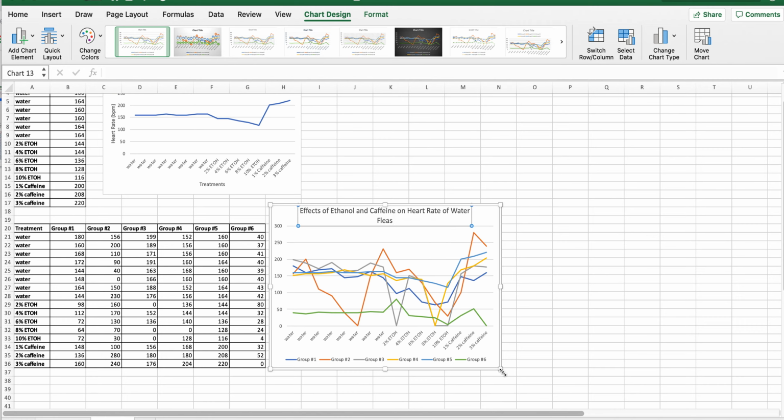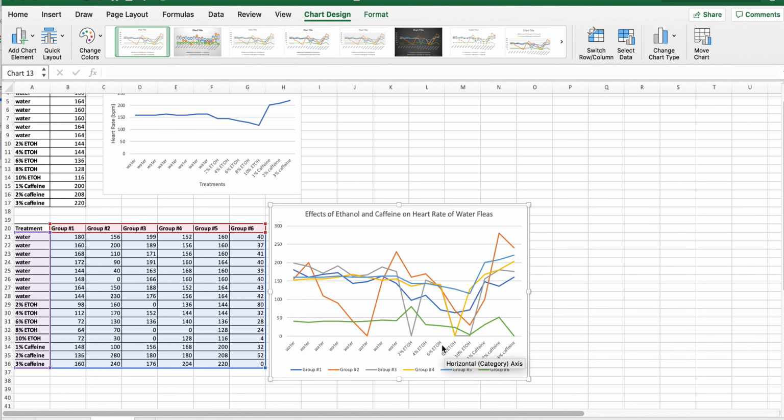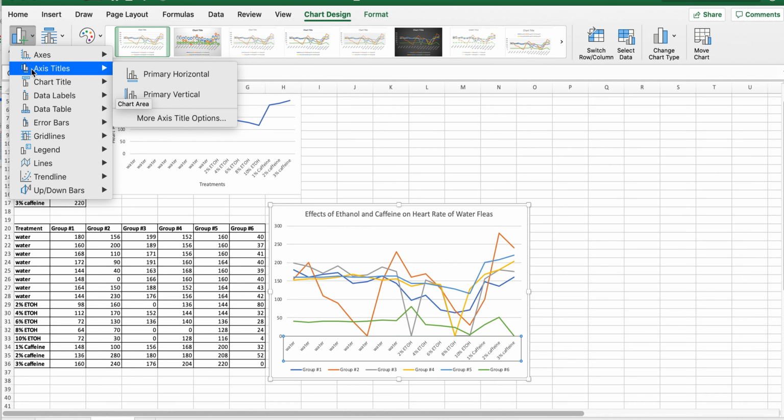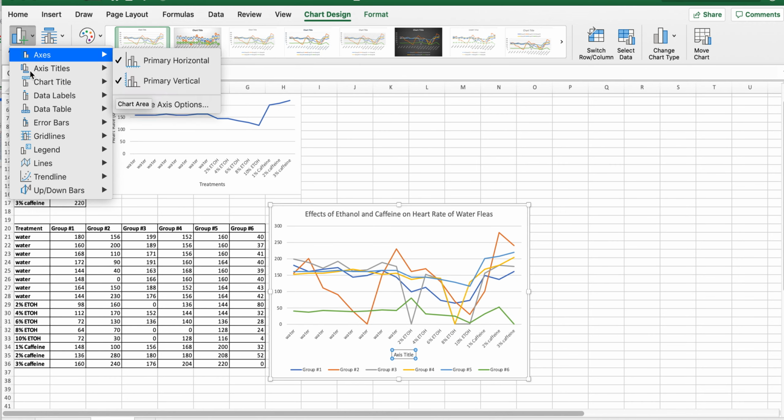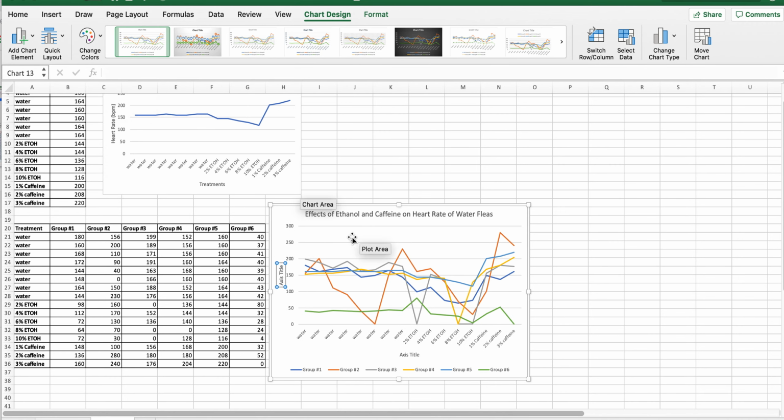So there's my title. I am missing titles for the axis again, so let's add chart element, axis titles, horizontal and vertical. Double click them. This is heart rate. Make sure you write the units, beats per minute. These are your treatments.